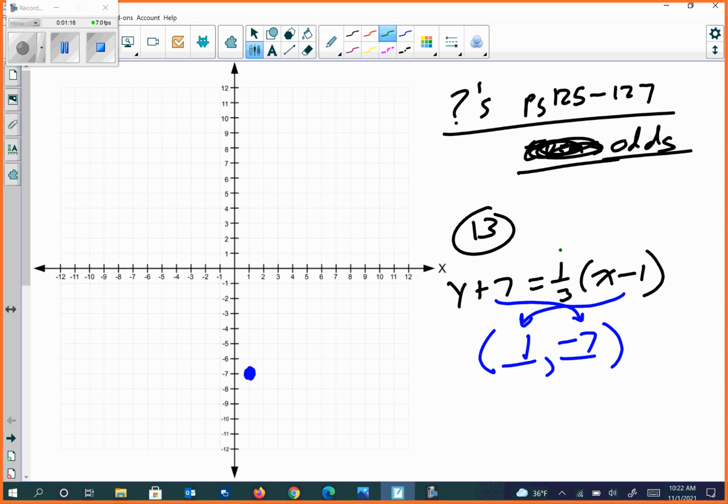And then this right here is my slope. It's already a fraction, so we don't have to make it a fraction. So from this point we found, I'm going to go up 1, right 3. Put a second dot. Connect the dots. Done.